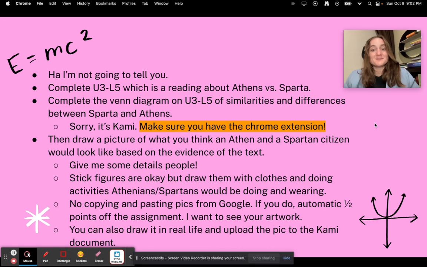No copying and pasting pics from Google. Remember, I want these hand drawn. If you do, it's automatically half points off of your assignment. I want to see you and your artwork. You can also draw it in real life and then upload a pic to the Cami document if you want to do that too. All right.